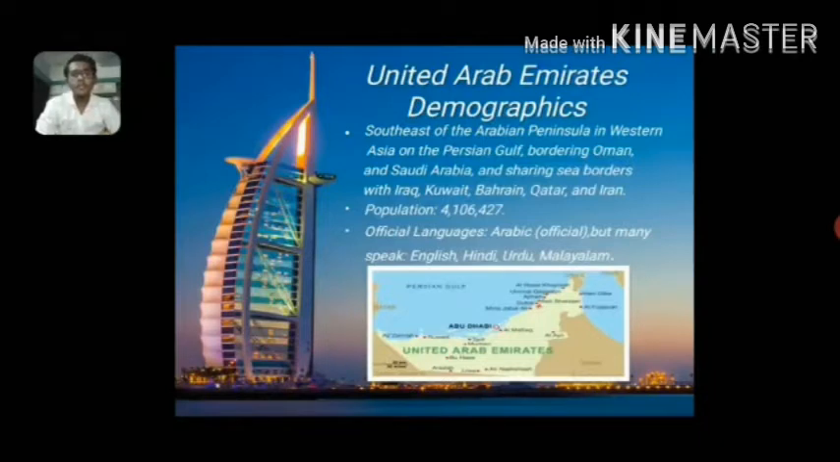The population of UAE is around 41 lakh 6,427, but it is a very old number. Nowadays the population has become about 93 lakh as per Google. Arabic is the official language of UAE, but many people speak English, Hindi, Urdu and similar languages. So the next slide will be explained by my colleague.